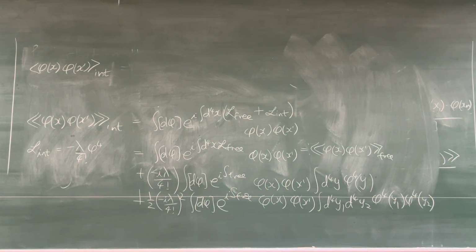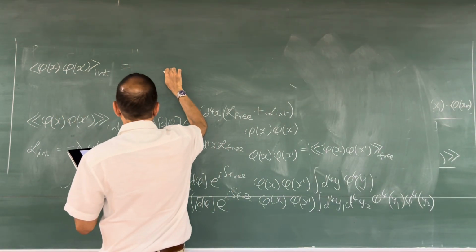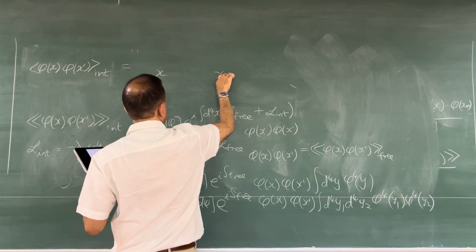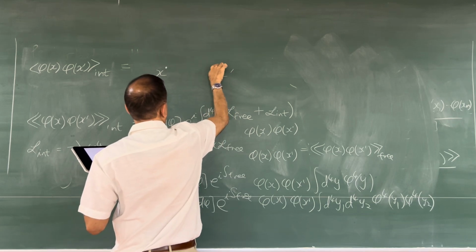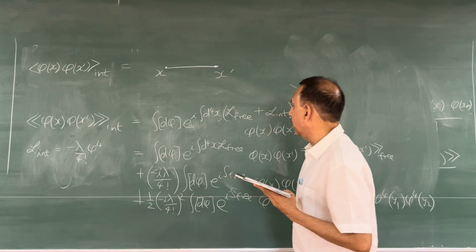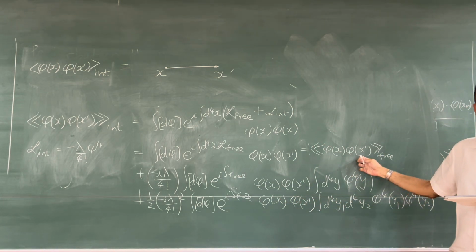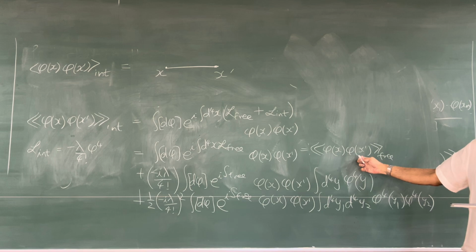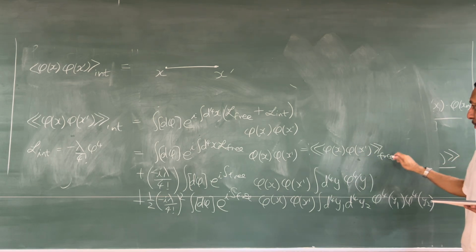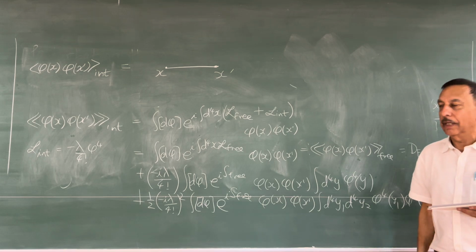And the best way to do that is to draw a diagram and write what it corresponds to. So I mark x, I mark x prime, I join them by a line. This is the free term. Okay, so this is this. This is just a representation of that, and all lines will be this, which in turn is equal to D_F, as I've told you, the Feynman propagator.